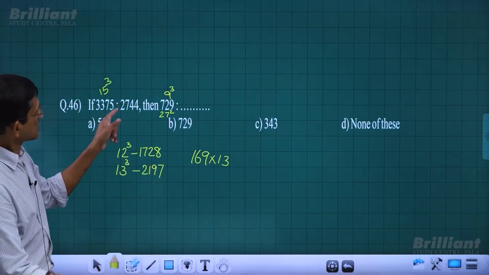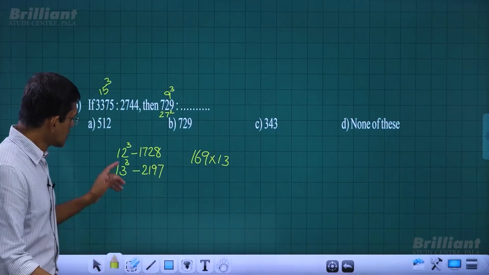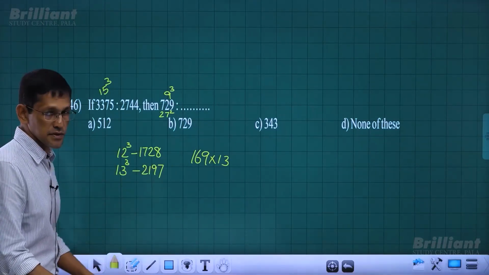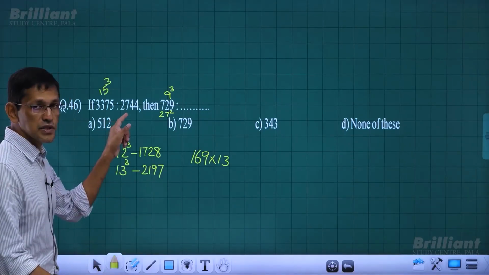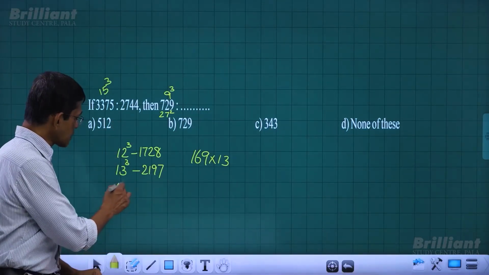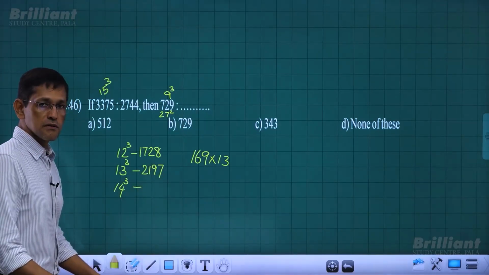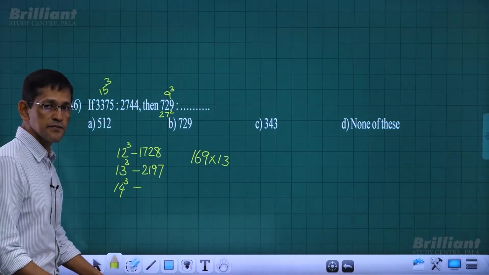Well, what we have here is 2744. It is not 12 cube, it's not 13 cube. But this number is more than 2197, more than 13 cube. So naturally what we are looking for is 14 cube. But is it 14 cube? Are we sure about it? If you are not sure about it, just multiply it by mental calculation.